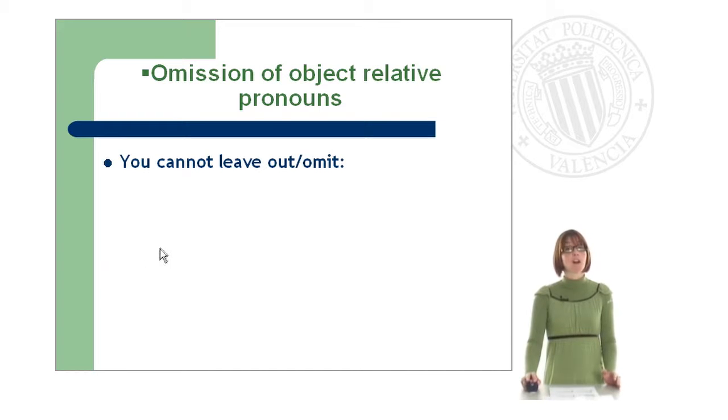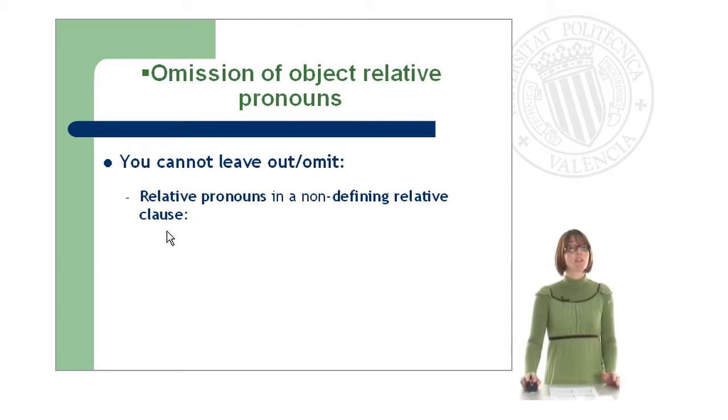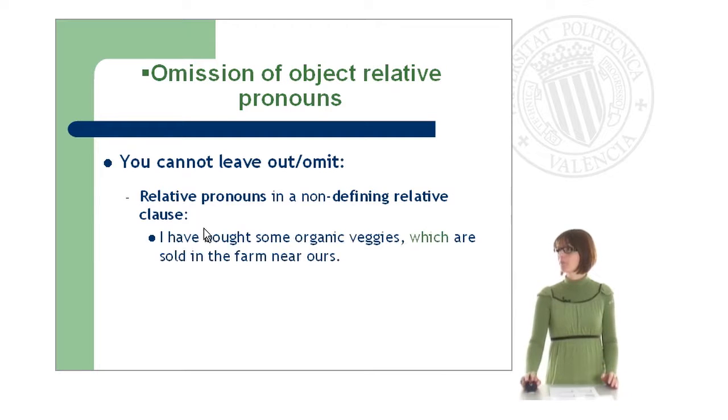Okay, now let's have a look at those cases where you can never leave out or omit the relative pronoun. We can never omit relative pronouns in a non-defining relative clause. Remember, non-defining relative clauses are used to provide extra information, and the noun to which they refer is normally identified. Let's have a look at the example on the screen.